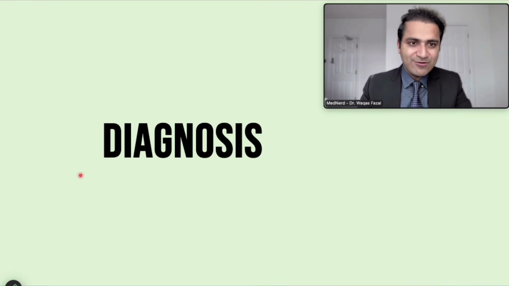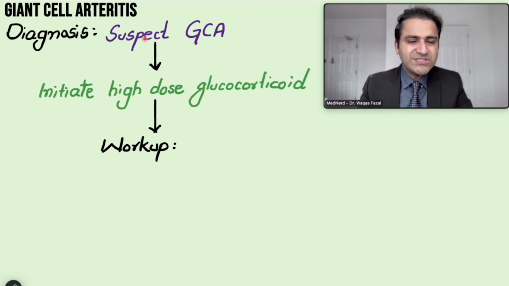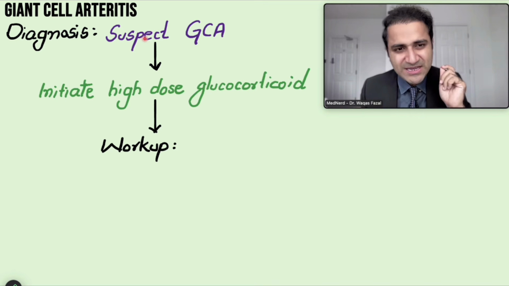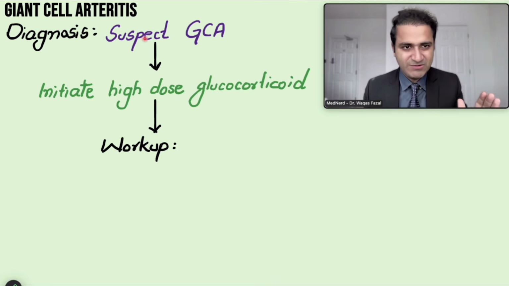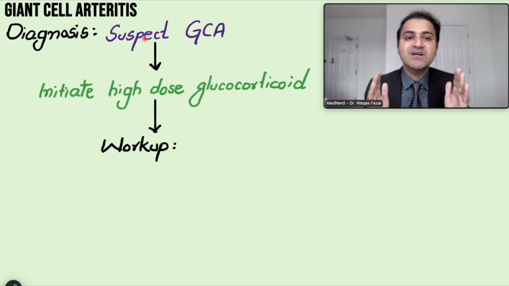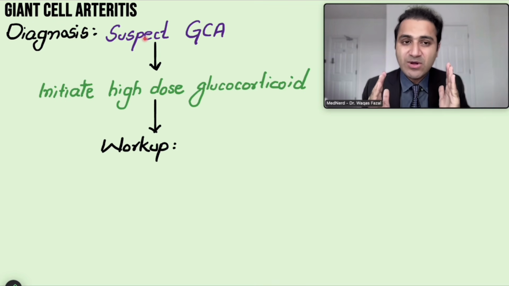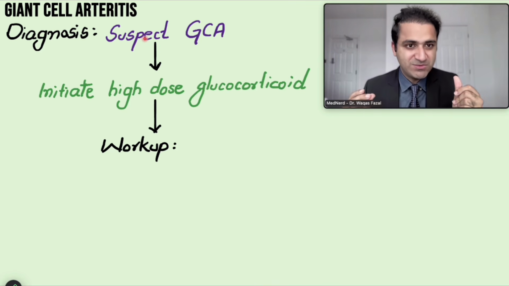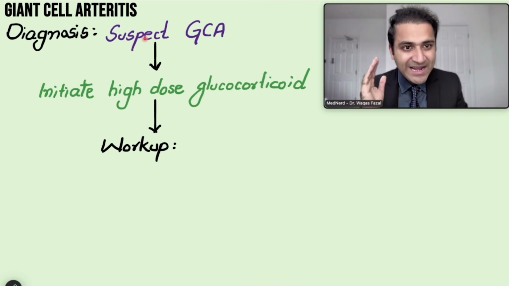Now coming to the diagnosis. Remember, diagnosis of giant cell arteritis is mainly a clinical diagnosis. And whenever you suspect that a patient has giant cell arteritis, it's very important that you initiate high dose glucocorticoid immediately without waiting for any investigations. This is because if you do not initiate high dose glucocorticoid, these patients are at risk of visual loss. Within hours, these patients might be losing their vision, and high dose glucocorticoids can prevent that.